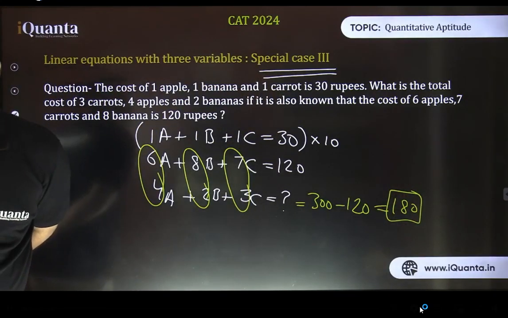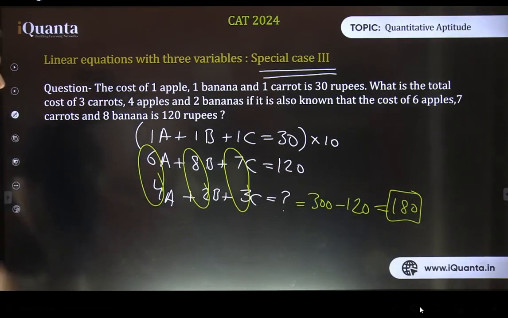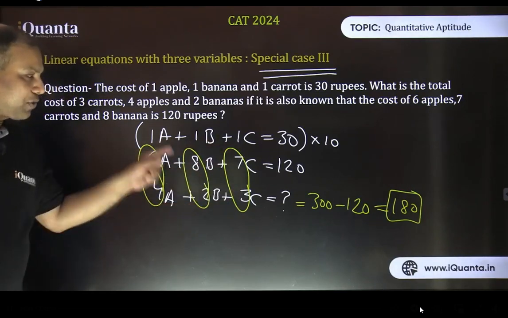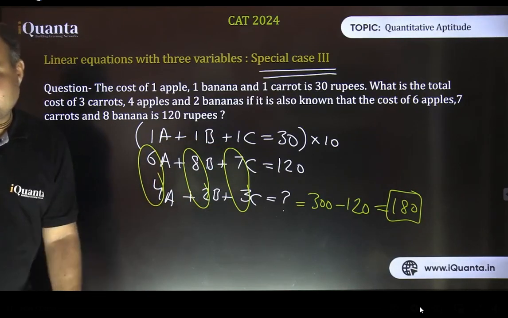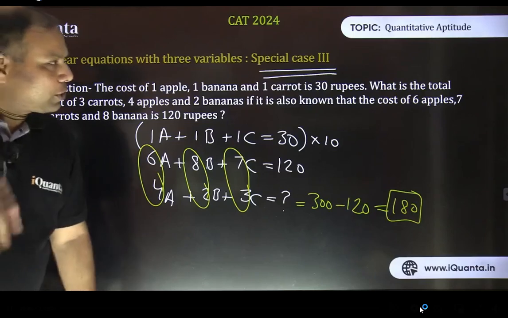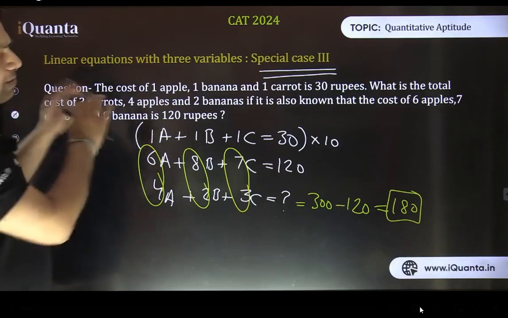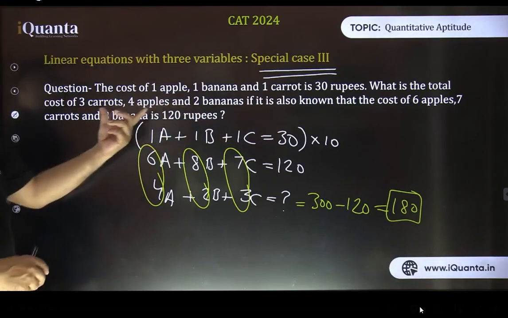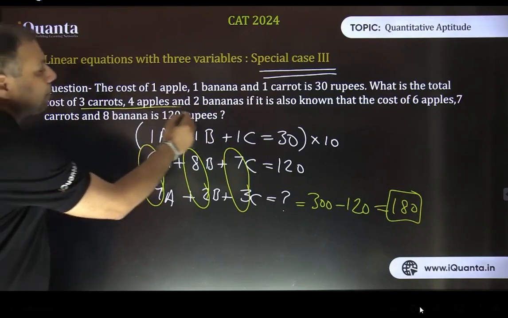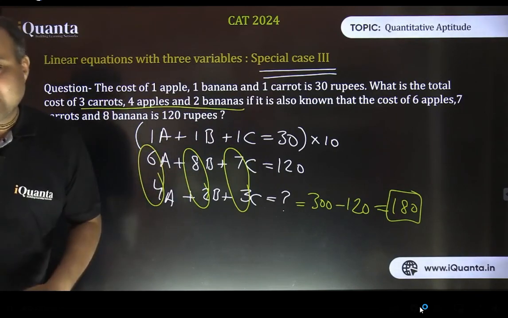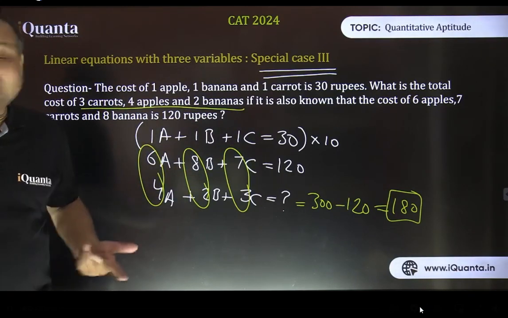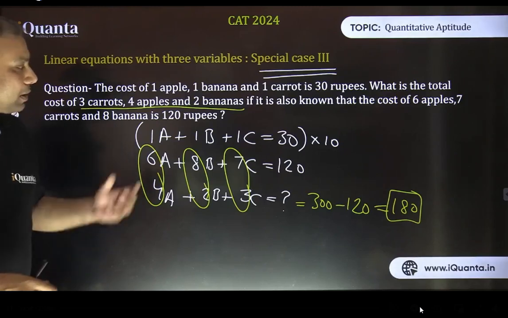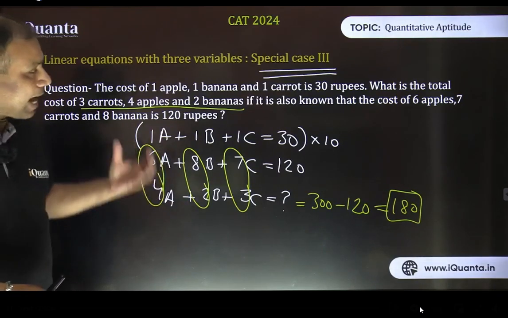Fine? Yes, that's what we have discussed, Mimansha, why 10? We need to observe that the sum of the coefficients of A, B and C comes out to be 10. That's it. That's why I said it. We need to be careful about what is given. When a question is asking about a specific task, here the total cost of 3 carrots, 4 apples, 2 bananas, it is not asking about the individual cost. Individual cost may not be possible to find. But we need to see, is there any pattern? Is there anything common which we can do?